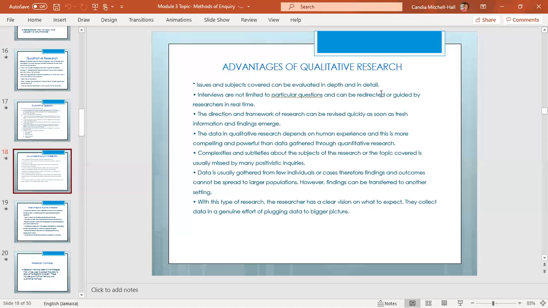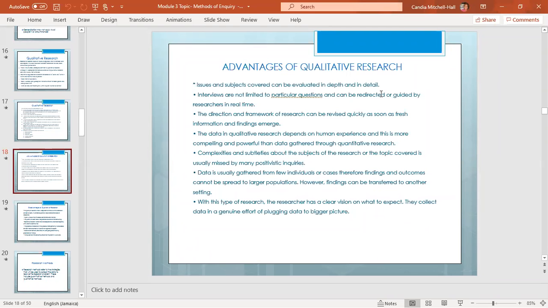Now, another advantage of using qualitative is that the data in qualitative research depends on human experience, and this is more compelling and powerful than data collected through quantitative research. And I'm going to give you another example, and I prefer qualitative research. This is my preference, or maybe because I'm a historian, right? I tend to prefer the qualitative.